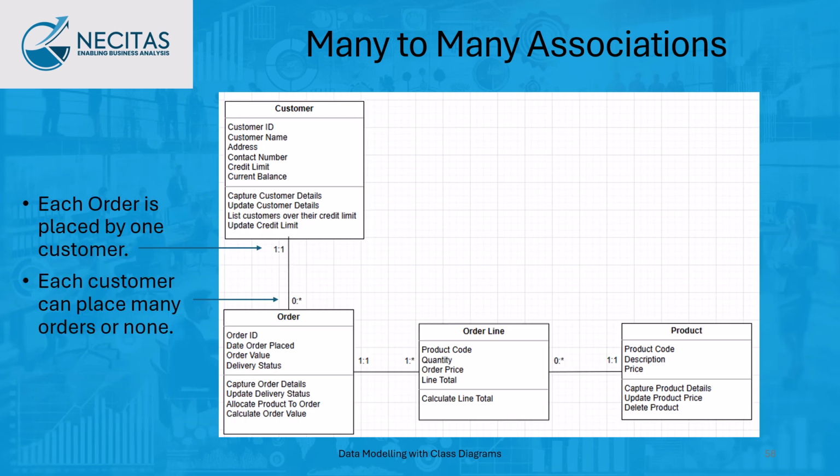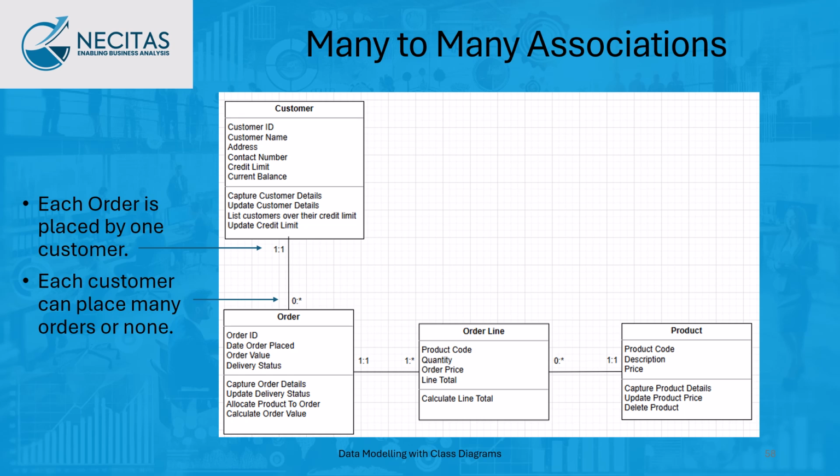Here you can see the latest version of our example class model, including the customer class. The multiplicity on the association between the customer class and the order class specifies that each order is placed by one customer and only one customer, but each customer can place many orders or none at all. And this completes part 2 of our course.